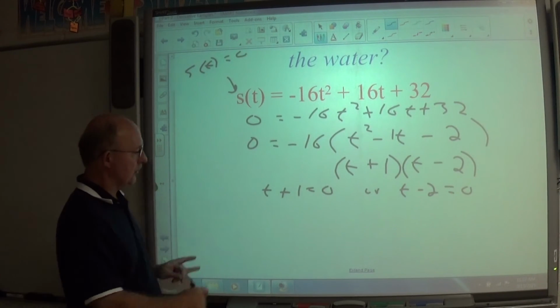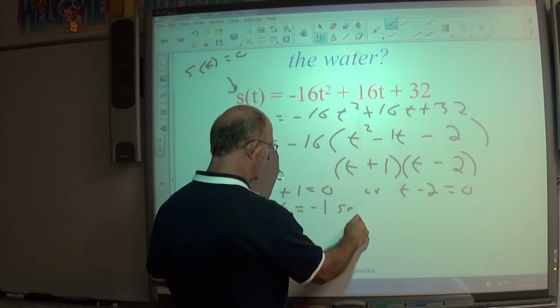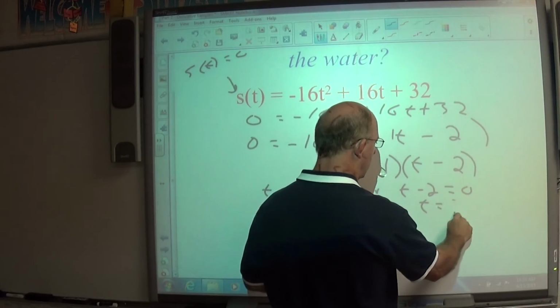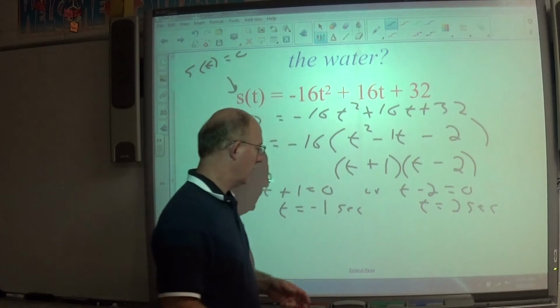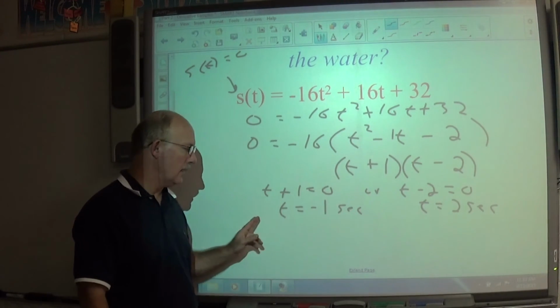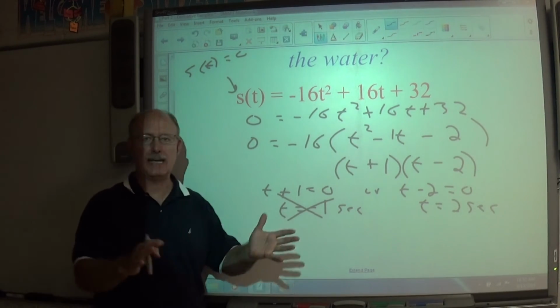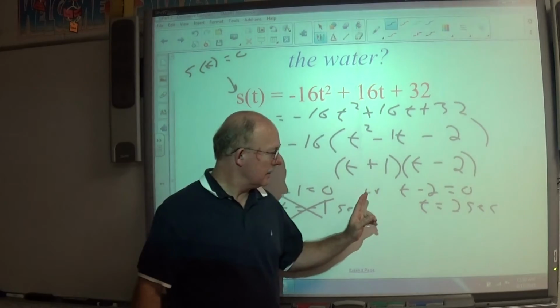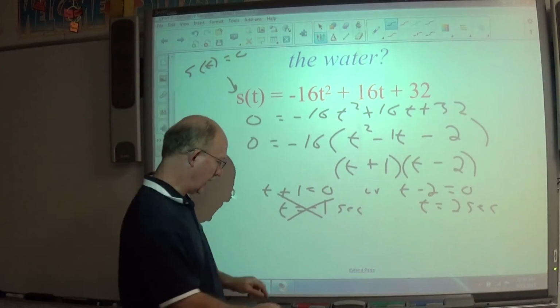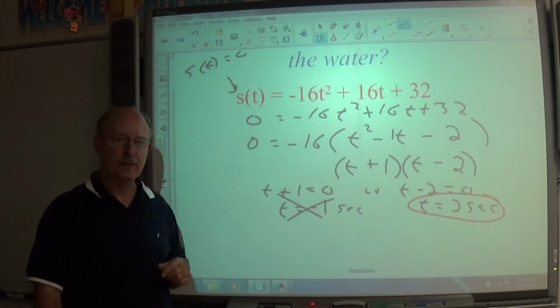Now solving for t, we end up with t equals negative 1 seconds, and over here t equals positive 2 seconds. I'm sure everybody recognizes time's not going to be negative. So the negative 1, we're not going to use. Let's cross this one out. Time can't be negative, so we'll get rid of that one. So the diver must hit the water at 2 seconds. This is what we're looking for. The diver is going to hit the water after 2 seconds.